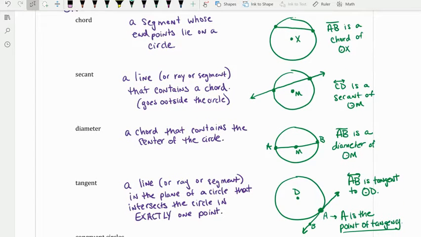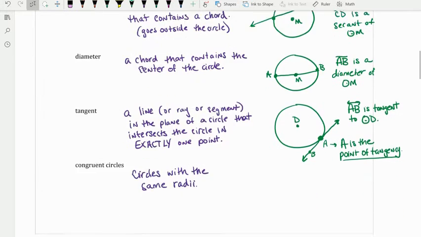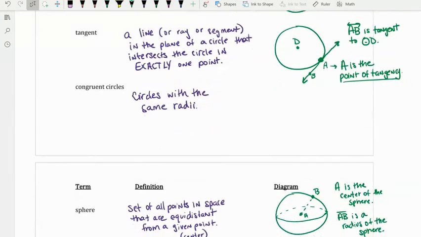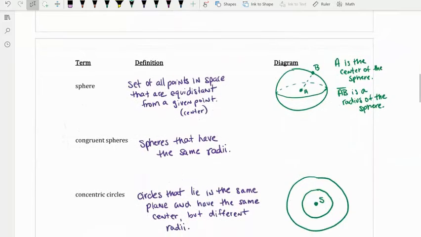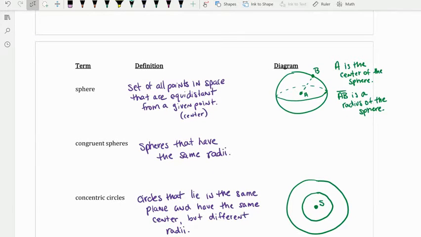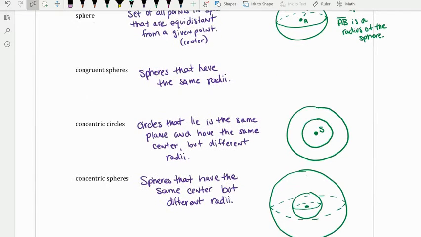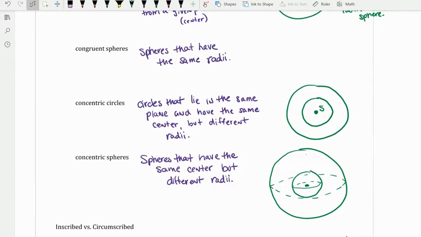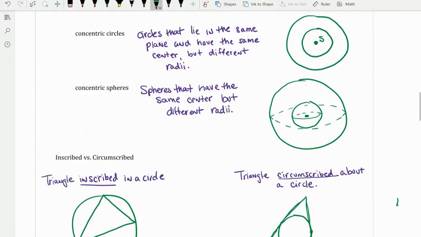A diameter is just a special type of chord. It goes through the center of the circle. Congruent circles have the same radius. Then we've got a sphere and congruent spheres, which are the same things, just three-dimensional instead of two-dimensional. Concentric circles and spheres share the same center but have different radii. Radii, by the way, is the plural of radius. So when you see radii with those two i's, that's what that means.